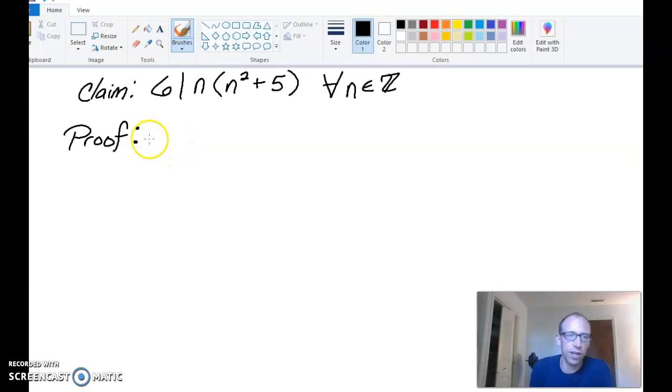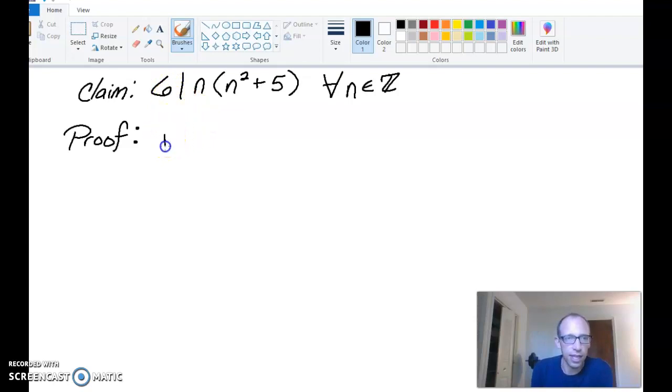Okay, so there's a couple different ways. We could do this by induction. We could get a proof that way. But we're going to come up with a different way. We're going to rewrite this in terms of mod. So how do you write a divides symbol in terms of mod?